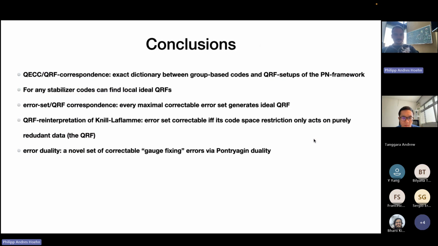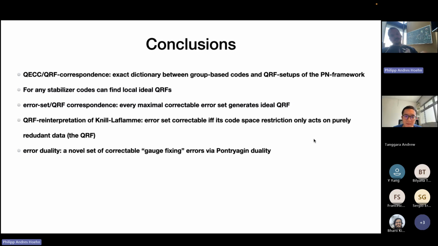So there's some information on that in the paper. But yeah, here's the conclusion. So really, what did we do? We have an exact correspondence between group-based quantum error correcting codes and quantum reference frames. So really an exact dictionary between group-based codes and this perspective-neutral framework of quantum reference frames. So if you're interested in quantum error correction, you should be interested in quantum reference frames. And if you're interested in quantum reference frames, you should be interested in quantum error correction.